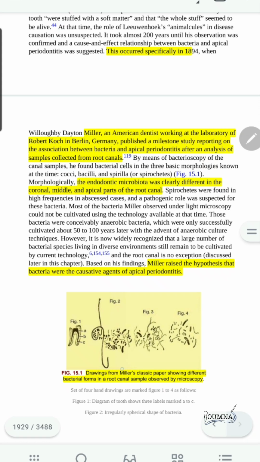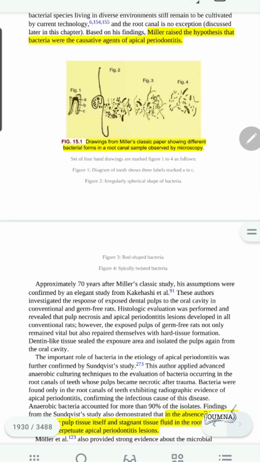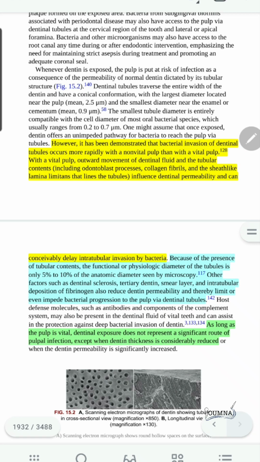For example, if the pulp became necrotic from a trauma, and there is no bacterial infection, there will be no development of a periradicular lesion. So, bacteria were the causative agents of apical periodontitis. The vitality of the pulp is so important in maintaining a defense against the invasion of the bacteria.